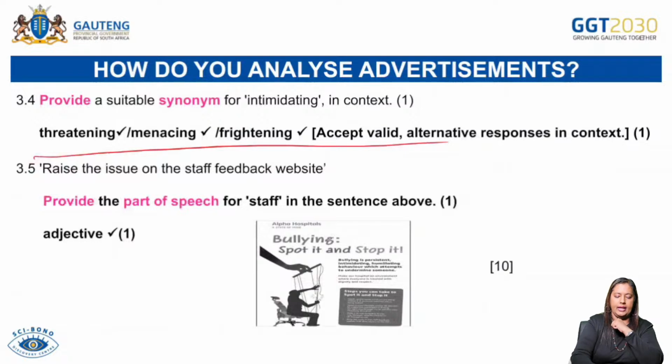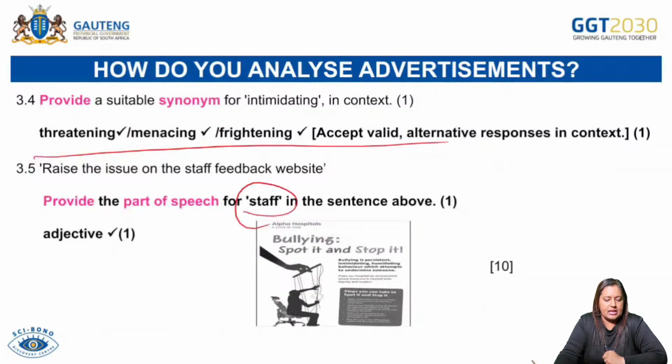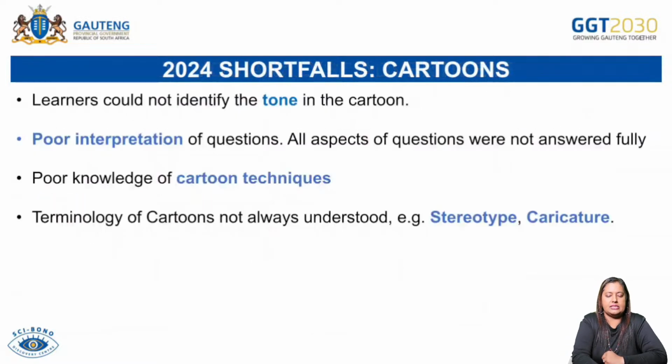All right. And then the part of speech, 3.5, raise the issue on the staff feedback website. Provide the part of speech for staff in the sentence above. And then obviously that is the adjective. All right, 1 mark for that, giving us 10 marks for that advert. Right, very easy to understand if we go through the hints and the tips I've given to you thus far.